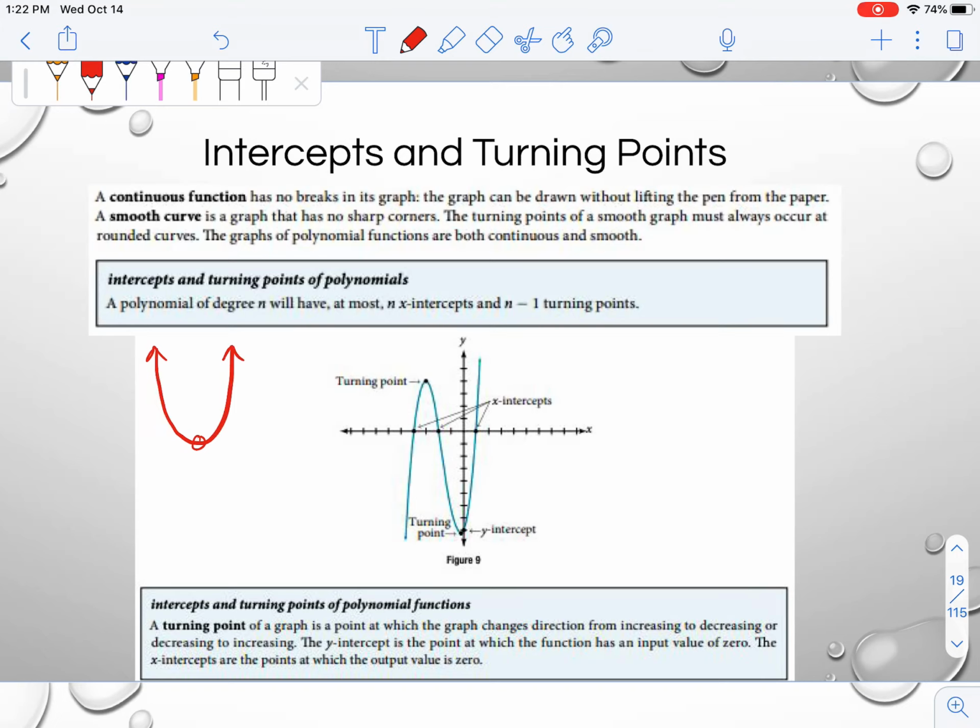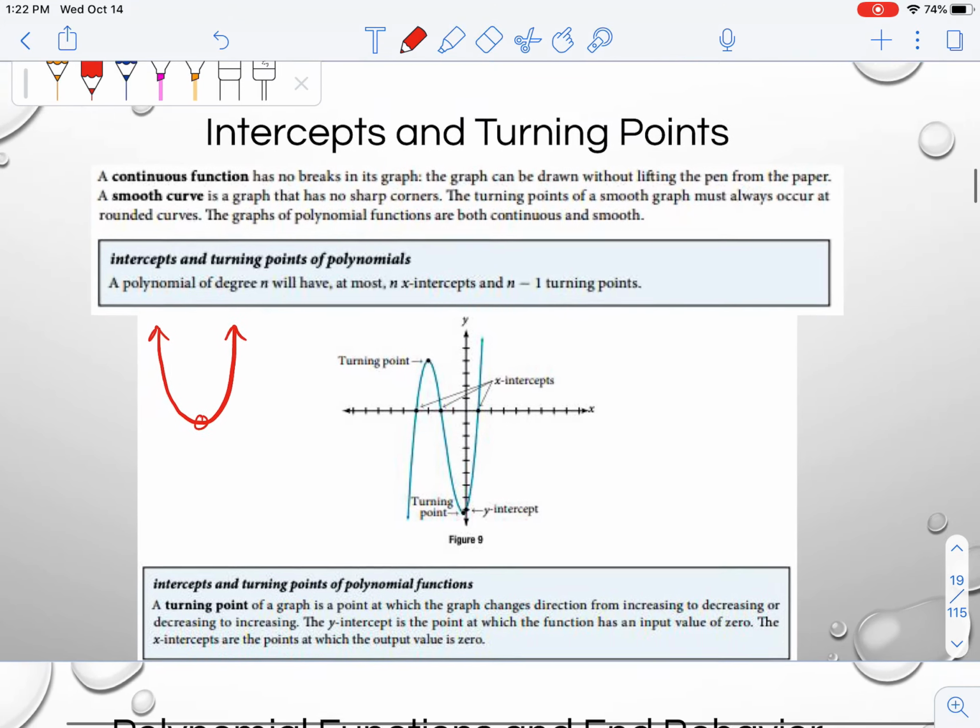Again, a turning point is where the graph goes from increasing to decreasing or vice versa. I don't think we need to talk about the y-intercept. You know what that is.